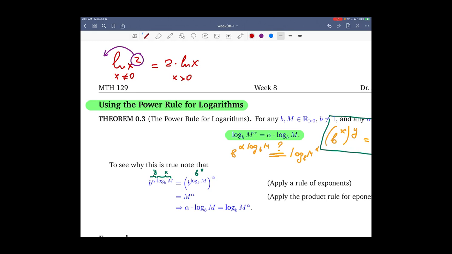If you want x to be allowed non-negative in both sides, the right way to do this is to put the absolute value here. Now, in both sides, on the left and on the right, the only requirement on x is that x be non-zero.